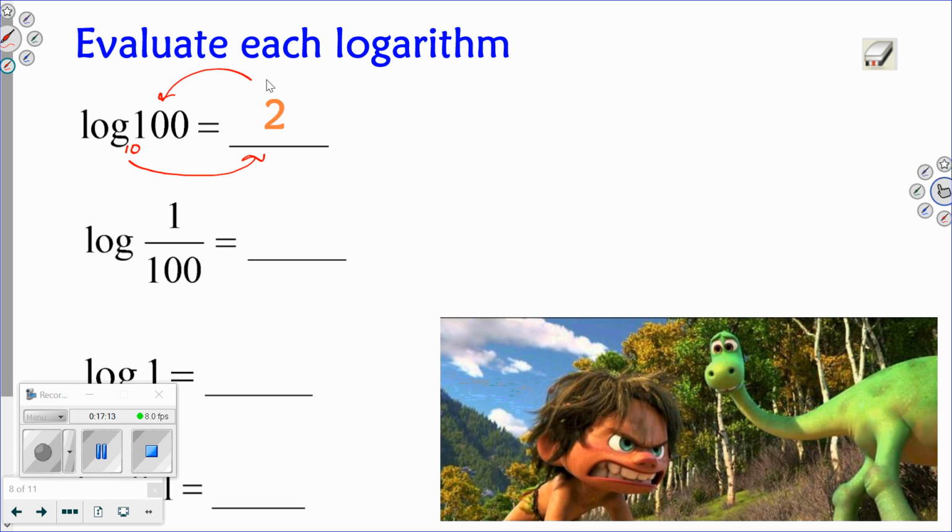All right, log of 1 over 100. It's negative 2. Again, kind of thinking through this, if that's a 10, so 10 to what power equals 1 over 100? Well, I'd have to move it to the bottom. Moving it means it's negative. And 10 squared is 100, so it'd be negative 2.